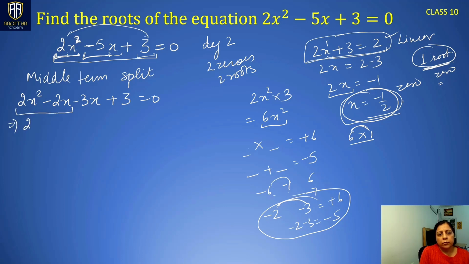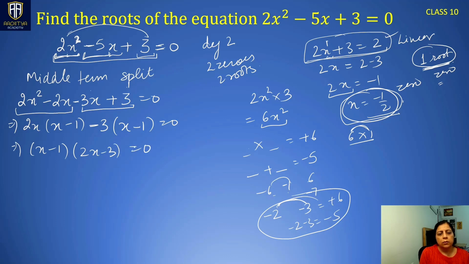Take out common from the first two and common from the last two. 2x is common to the first two terms. After taking it out, we are left with x minus 1. In the last two terms, we have negative 3 common. So when we take out the minus sign outside, the sign of both the terms gets reversed. This term becomes positive and this becomes negative. So now we have x minus 1 common, and after taking it out, we are left with 2x minus 3 is equal to 0.